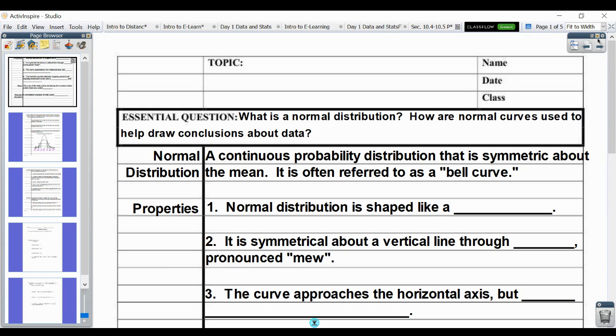So you may have heard of a normal distribution before, just maybe not in those terms. You have your formal definition here, a continuous probability distribution that is symmetric about the mean. It is often referred to as a bell curve. And that last thing in parentheses is where you may have heard that before, bell curve, because a normal distribution is shaped like a bell. So that brings us to our very first property listed below. A normal distribution is shaped like a bell.